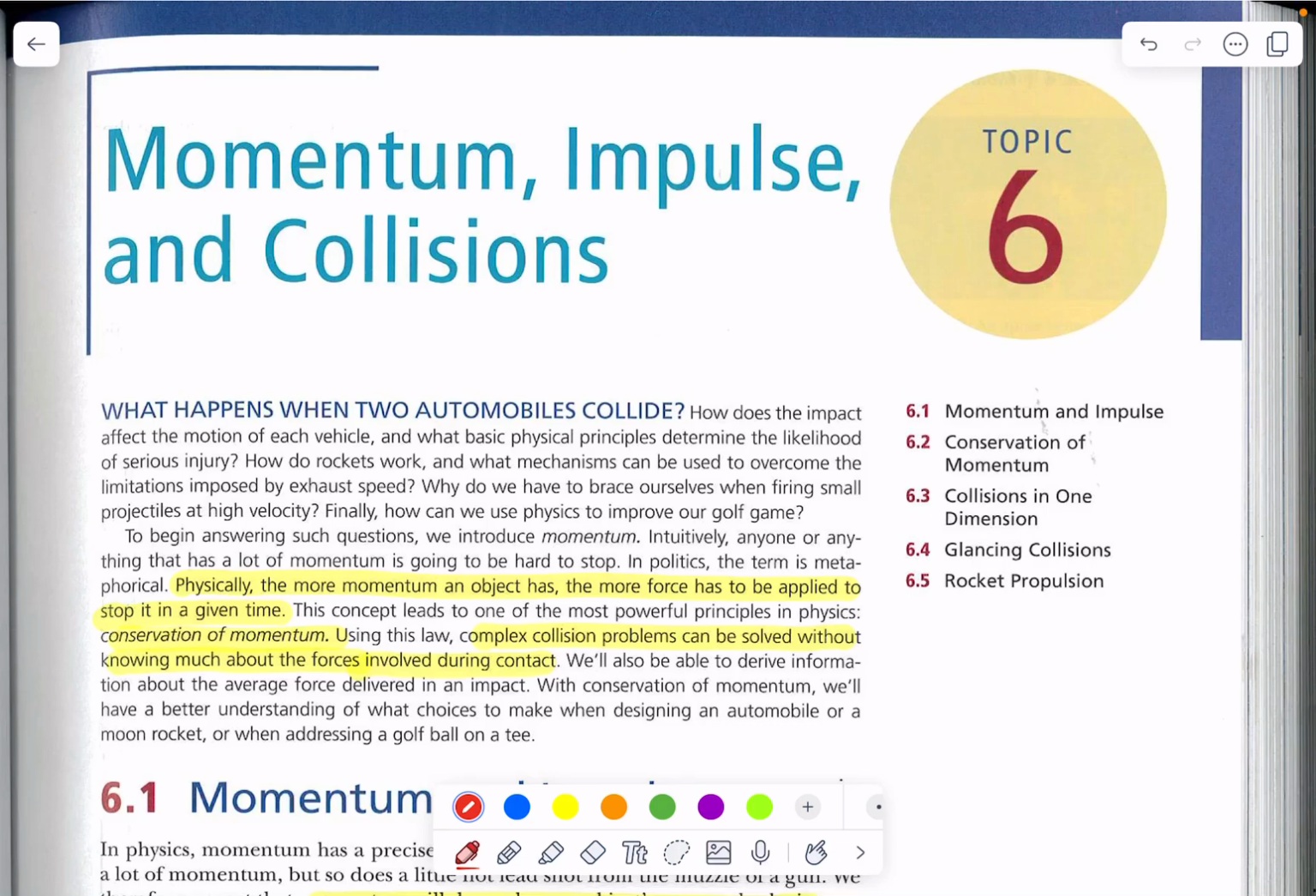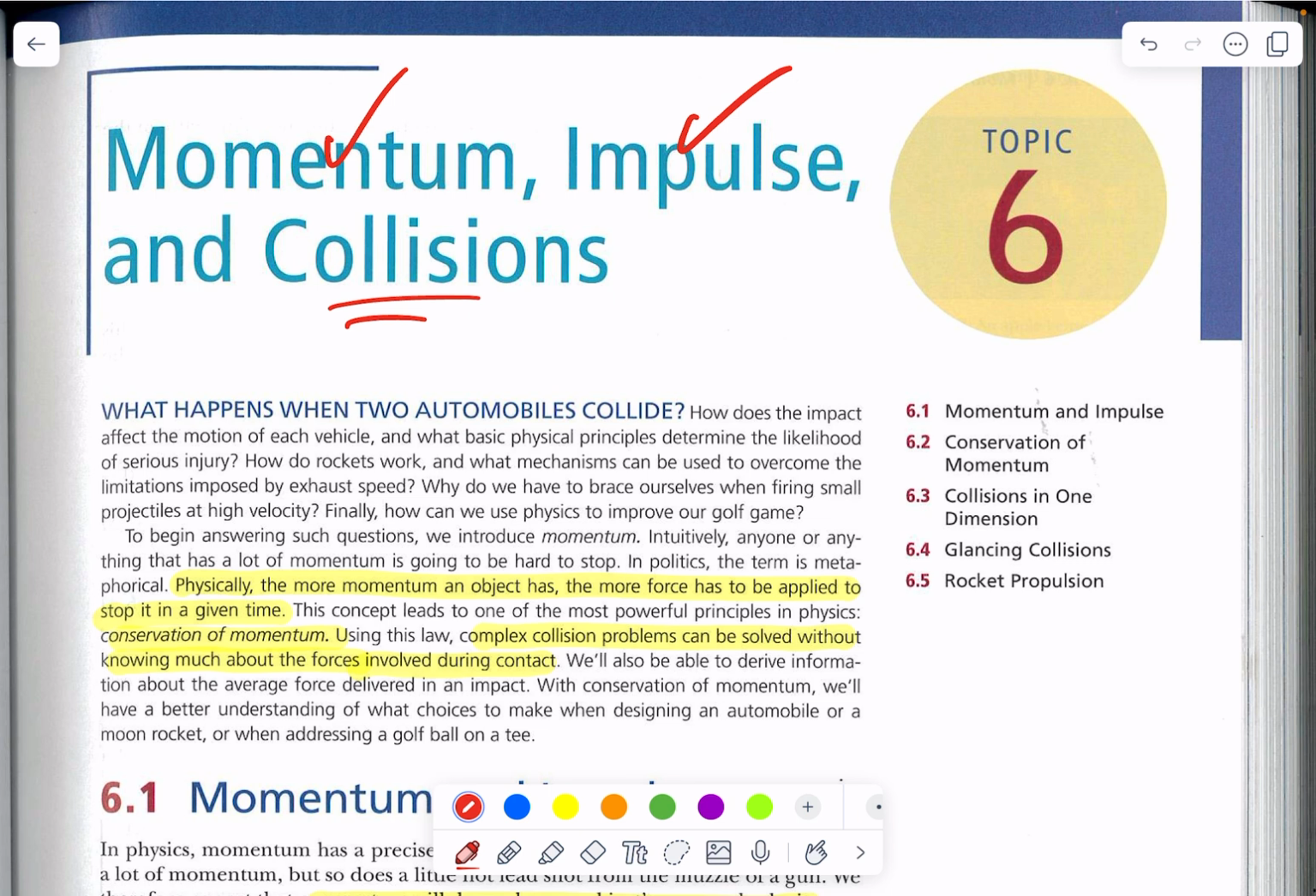Screencast number 1 for Chapter 6 in AP Physics. It's going to be about momentum and impulse, as you can see by the title. And then we're going to look at collisions. You can see practical applications of this all over the place.